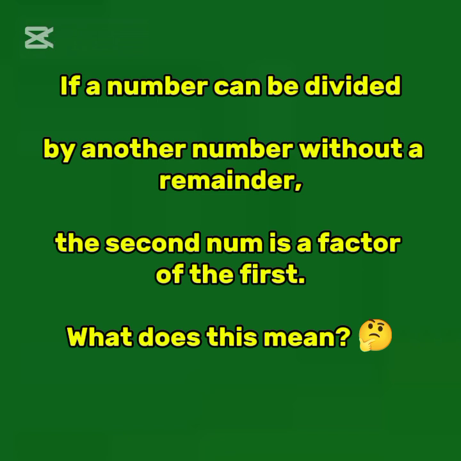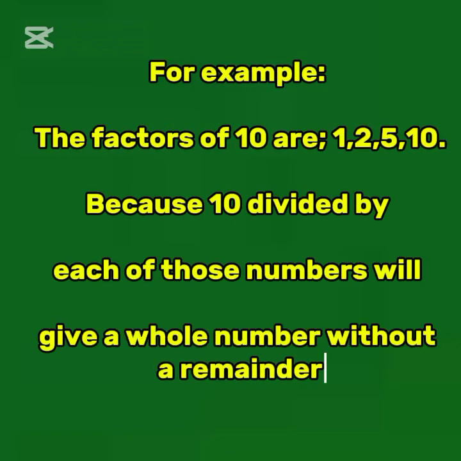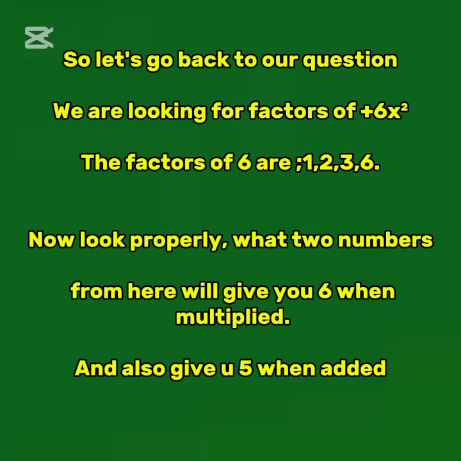Now what is a factor? A factor is a number that can divide another number without a remainder. Now we say that the second number is a factor of the first. And what does it mean? Let me take an example. Using 10, if we are asked to find the factors of 10, 1, 2, 5, and 10 are the factors of 10, because 10 divided by each of these numbers will give you a whole number without a remainder. I don't know if you understand. So let's go back to that question. We're looking for factors of plus 6x squared, and the factors of 6 are obviously 1, 2, 3, 6.